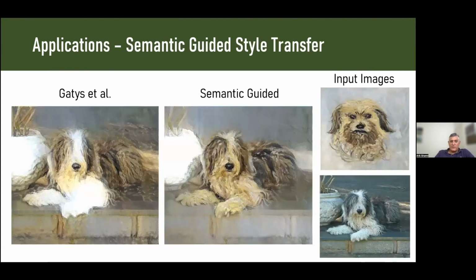Another application is what we call semantic guided style transfer. In this case, we take both the input painting and the input photograph, and we segment both of them. And then we use style transfer only on similar segmented classes. So in this example, you can segment a dog. And now when you style transfer from this specific image, you can see that the dog is much more coherent with the painting compared to a method that doesn't use this type of approach.